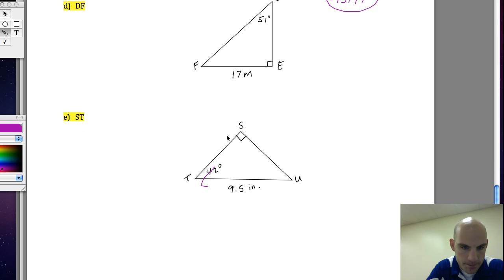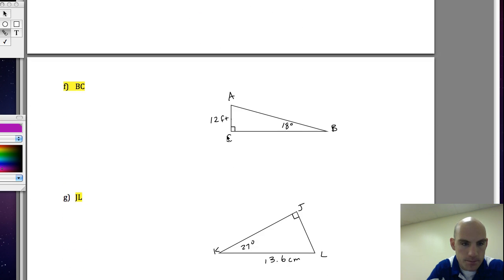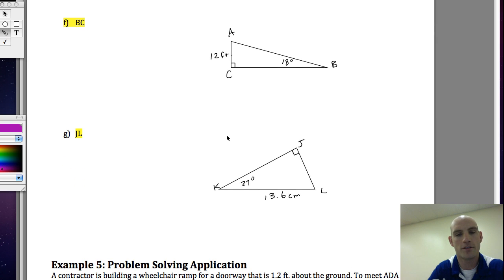The third one. Oh, you got a bonus one for BC. We're finding BC. BC looks like a leg. Looks like an adjacent leg to the 18 that we have. We have the adjacent leg that we're looking for, and we have the opposite leg of 12 feet. Opposite and adjacent. Sounds like, you guessed it, tangent. I'm going to leave you on your own for that one.